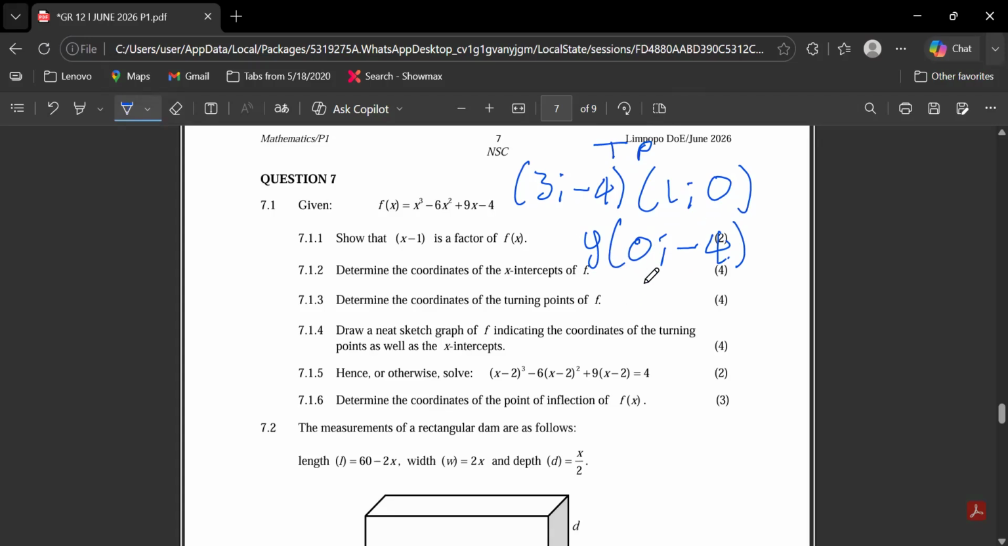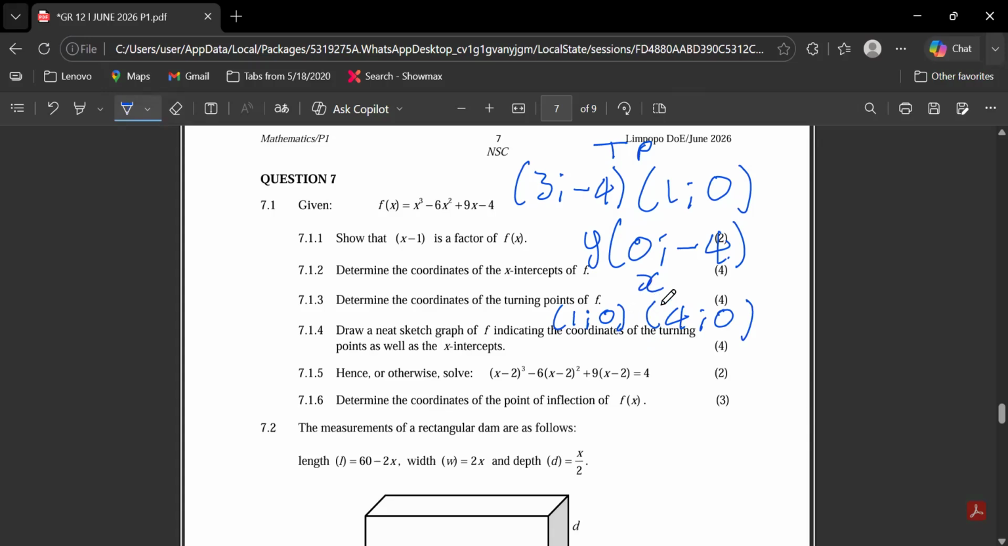This is the y-int. And then for the x-intercept, we have 1, which goes with 0. And we also have 4, which goes with 0. So these are the x-intercepts. This is the x-int. For you to be able to draw this graph, these are the things that you are going to need. Then the TP.